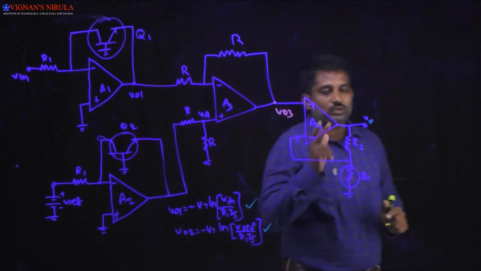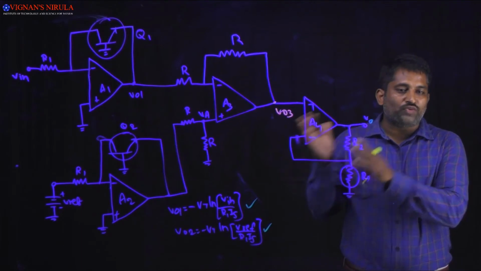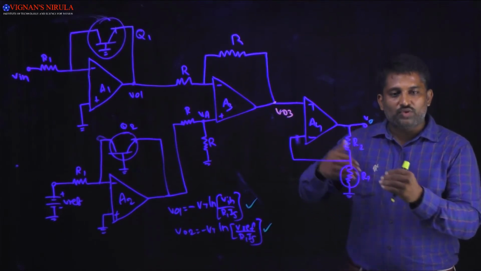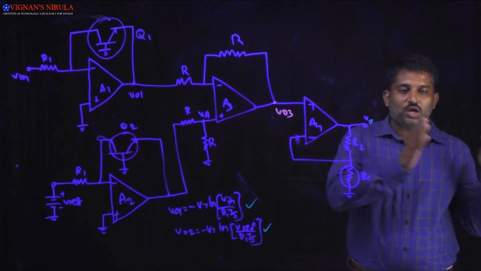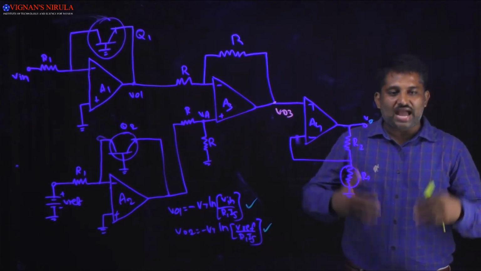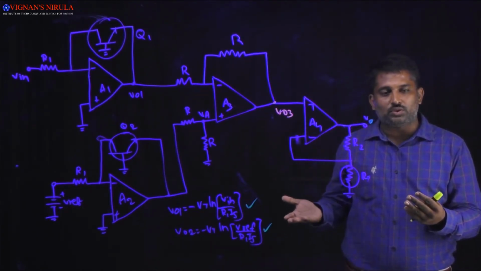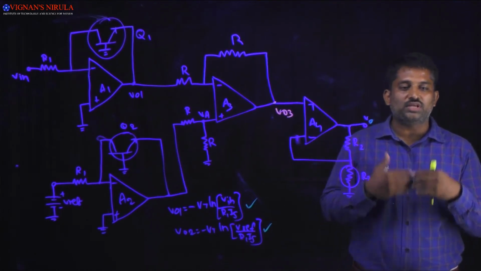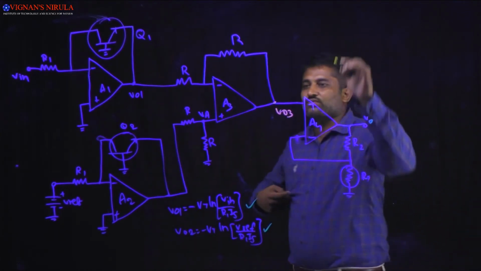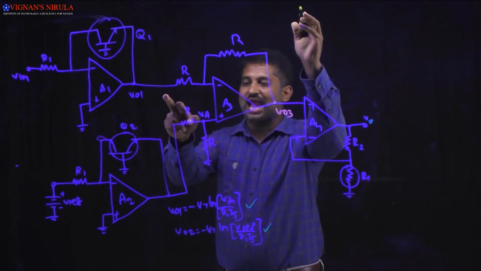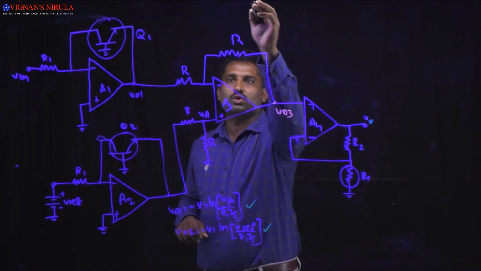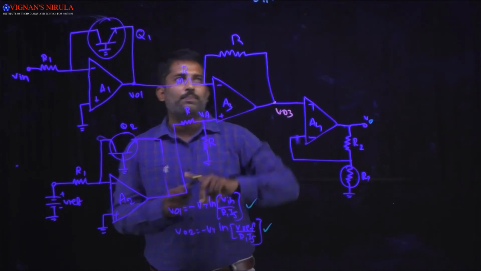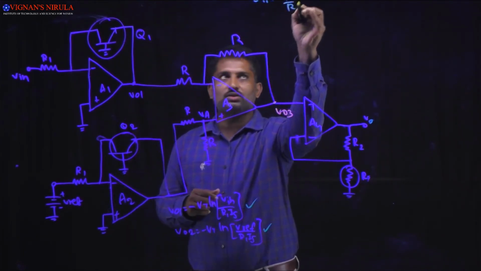When we apply the two inputs together, to find the relation between inputs and output, first we activate one input and connect the second input to ground and calculate the output voltage as V01, then activate the second input and connect the first input to ground, so we get the output as V02. The final output V03 is nothing but the sum of the two. First, V01 is active and V02 is connected to ground. I consider the output as V011, which is the inverting op amp output, minus R by R into V01.